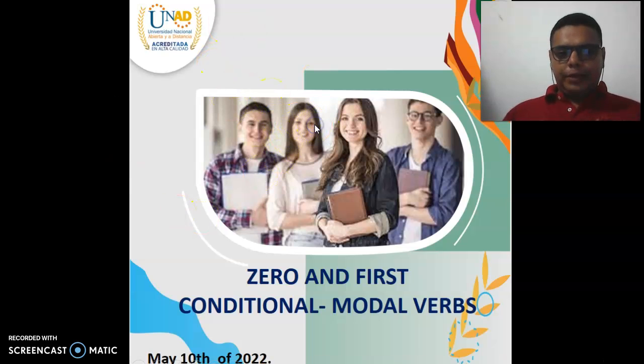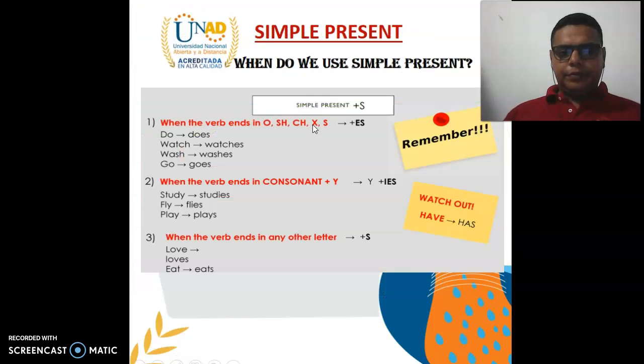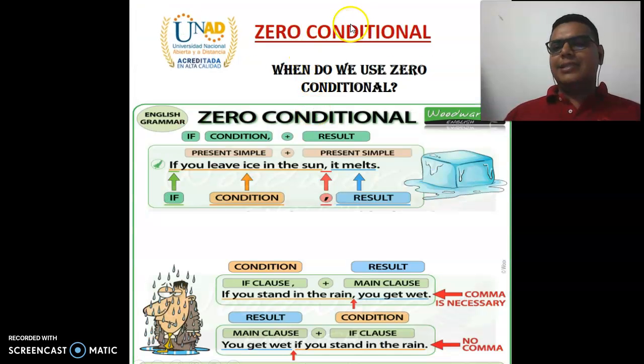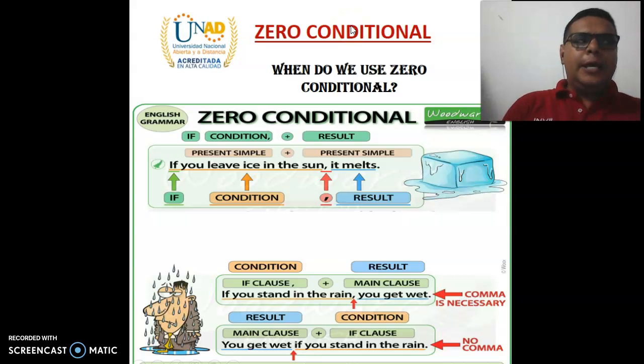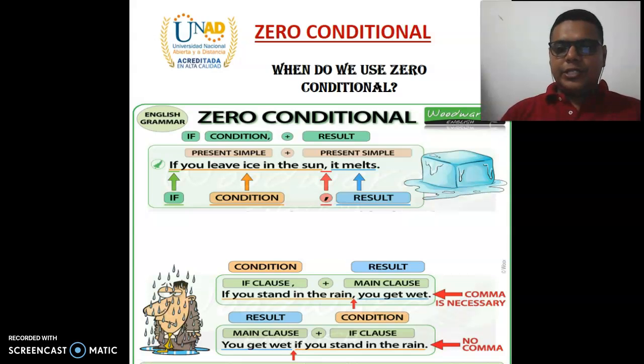I'm going to start explaining zero conditional. So I'm going to explain to the students when we use zero conditional. I'm going to explain the general rule for this topic, and when we can use it also.